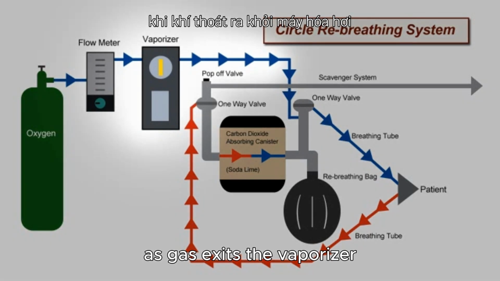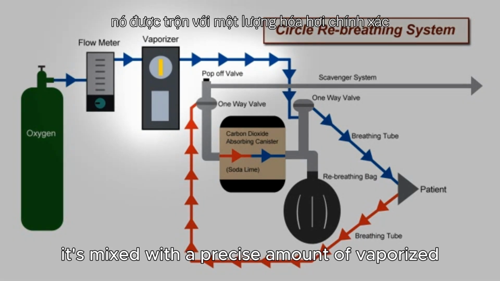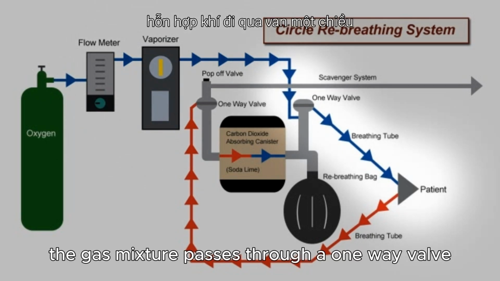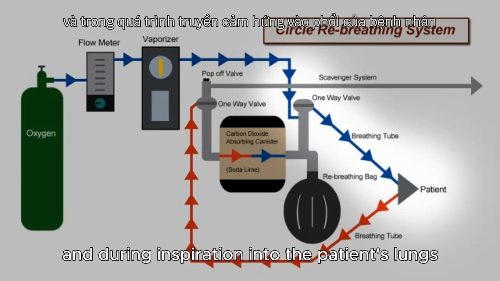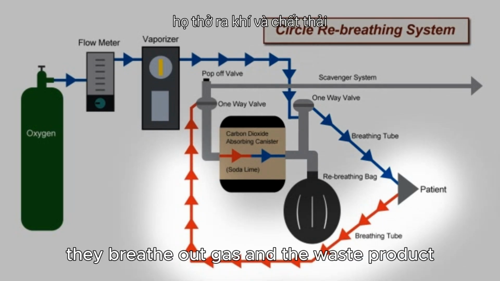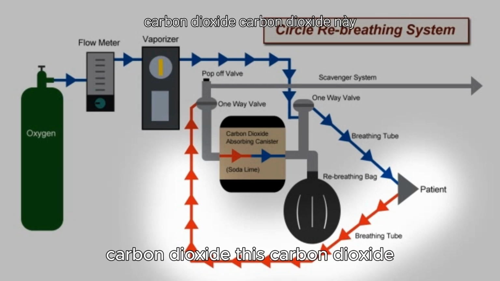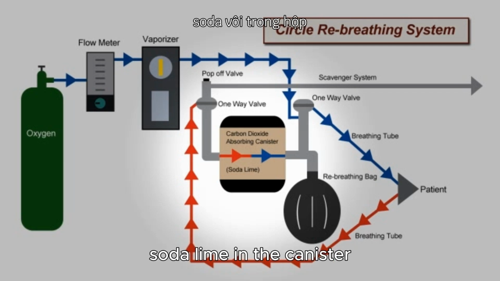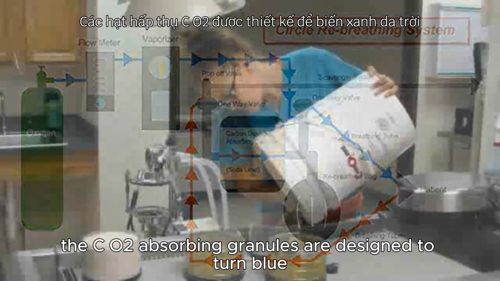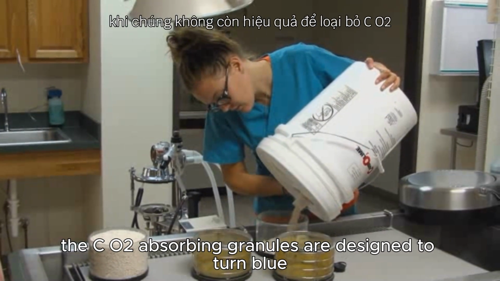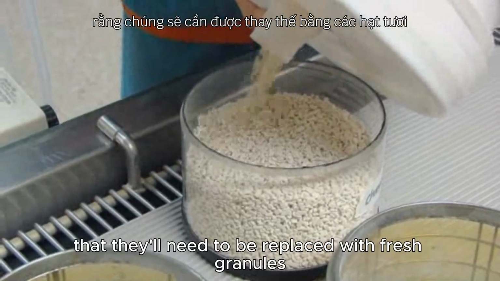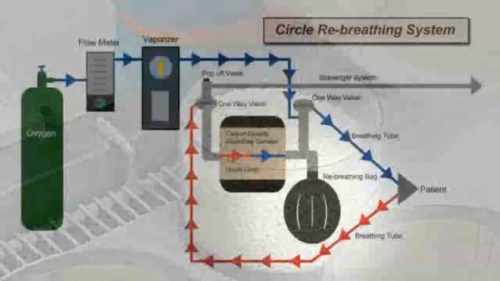As gas exits the vaporizer, it's mixed with a precise amount of vaporized anesthetic drug. The gas mixture passes through a one-way valve into the endotracheal tube and, during inspiration, into the patient's lungs. When the animal exhales, they breathe out gas and the waste product carbon dioxide. This carbon dioxide is removed by the carbon dioxide absorbent material, soda lime, in the canister. The CO2 absorbent granules are designed to turn blue when they are no longer effective for removing CO2. This is one indication that they'll need to be replaced with fresh granules.